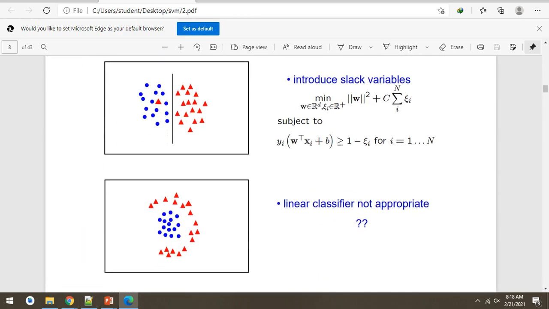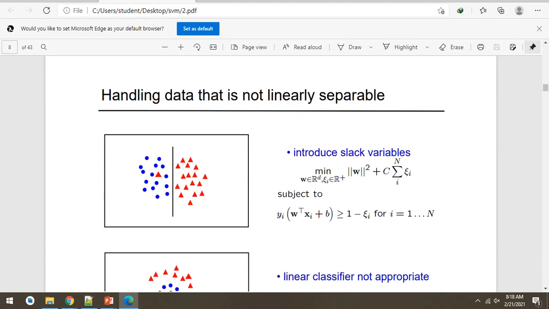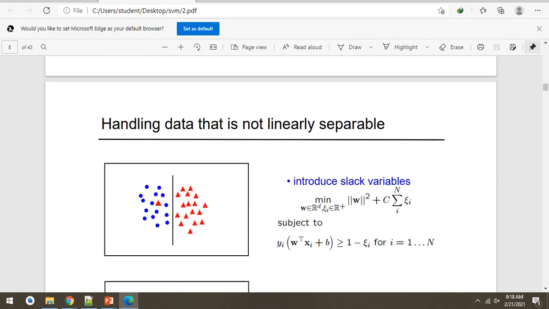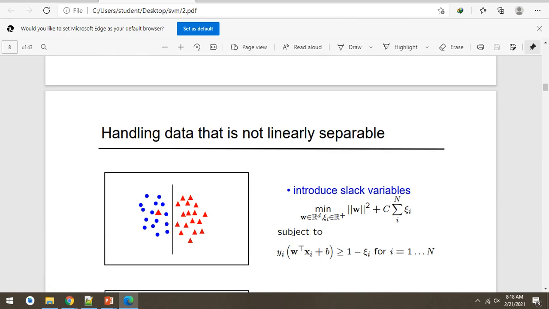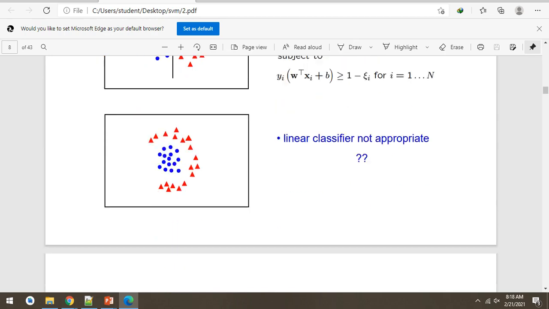Okay, this is also explained well, like C equals 10, in the sense of soft margin. Here the soft margin is explained. The smaller the value of C, the more compromise you will have to make. So like that, this is actually soft margin, and that is known as the slack variable. So this is the original symbol of the slack variable.